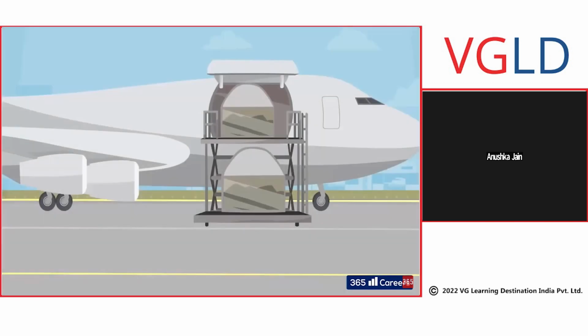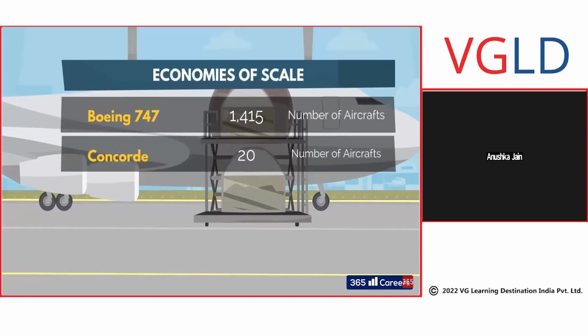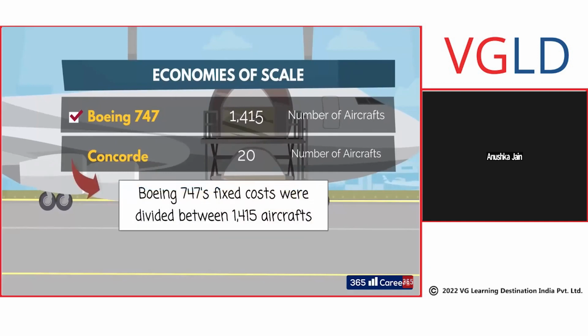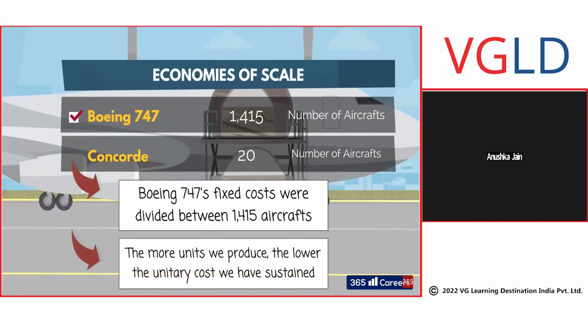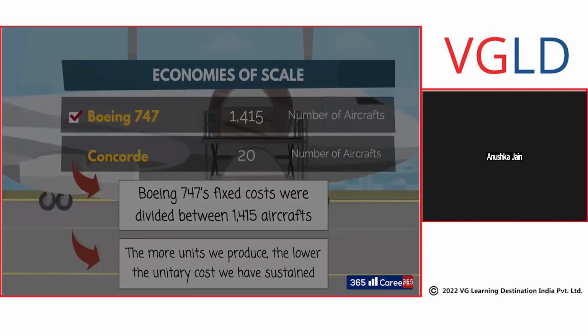Let's provide an example with the airline industry, where the cost for development of a new aircraft is huge. Boeing 747 is one of the most successful aircraft projects because the company built 1,415 aircraft. Concorde turned out to be unprofitable. Only 20 planes were built. However, the cost of research and development of the two projects is comparable, right? Both required engineering teams who worked for years to design the two planes. However, in the first case, the cost was spread among 1,415 sales, and in the second among 20 planes. This is a very important concept. The more units we produce, the lower the unitary cost we have sustained.